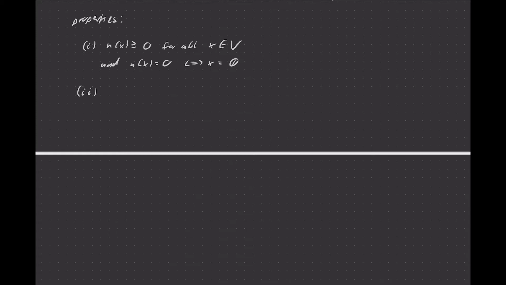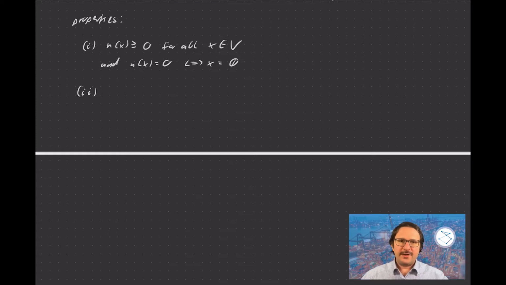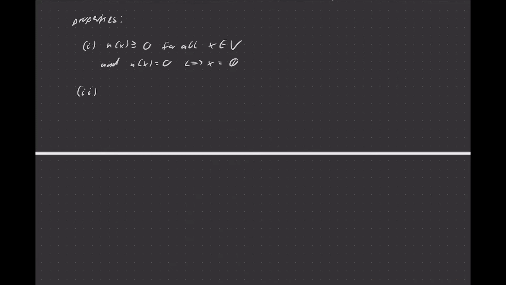The second property: if we scale a vector, then of course we want the length of that vector to scale with the same factor. So if we double a vector, we want the length to double. If we triple it, we want the length to triple, and so on. So more generally, if we're looking at the vector lambda x for a scalar lambda, then we want the norm of that vector, n of lambda x, to be the same as the absolute value of lambda times n of x.